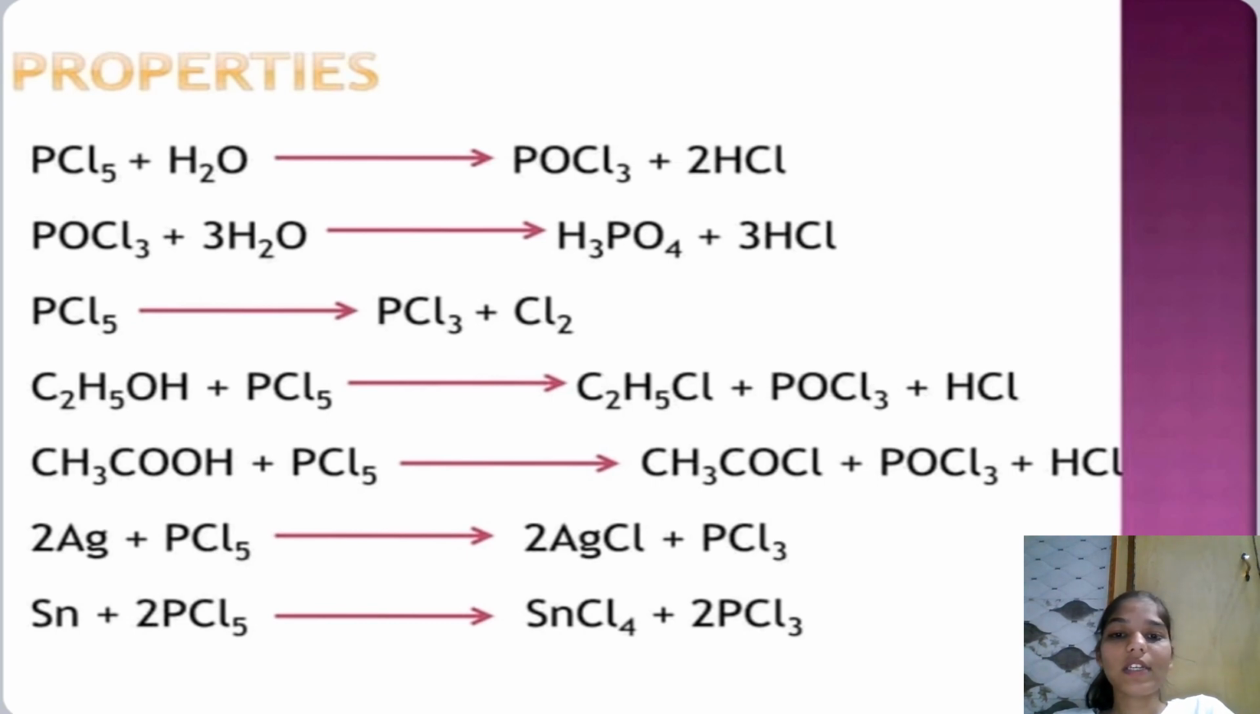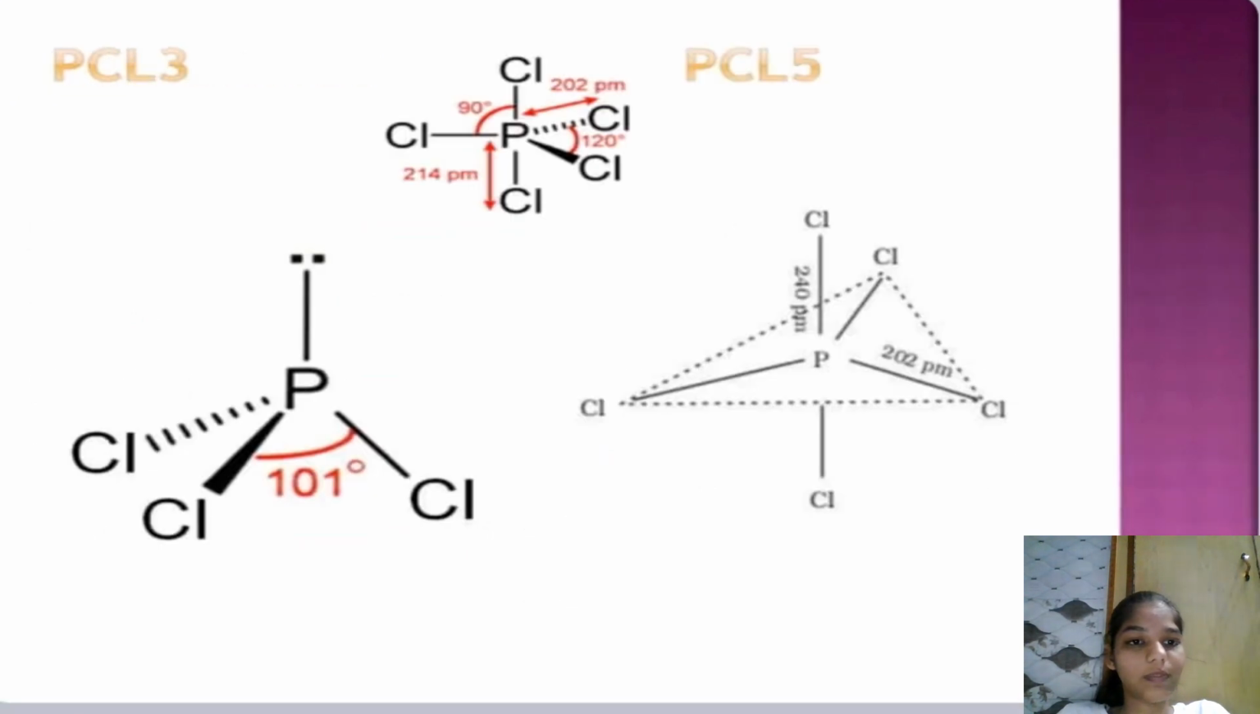When phosphorus pentachloride reacts with water, we get phosphorus oxychloride plus hydrochloric acid. Similarly, when phosphorus oxychloride reacts with water, we get phosphoric acid plus hydrochloric acid. Phosphorus pentachloride breaks down to give phosphorus trichloride plus chlorine gas. Similarly, the reactions proceed for the others.